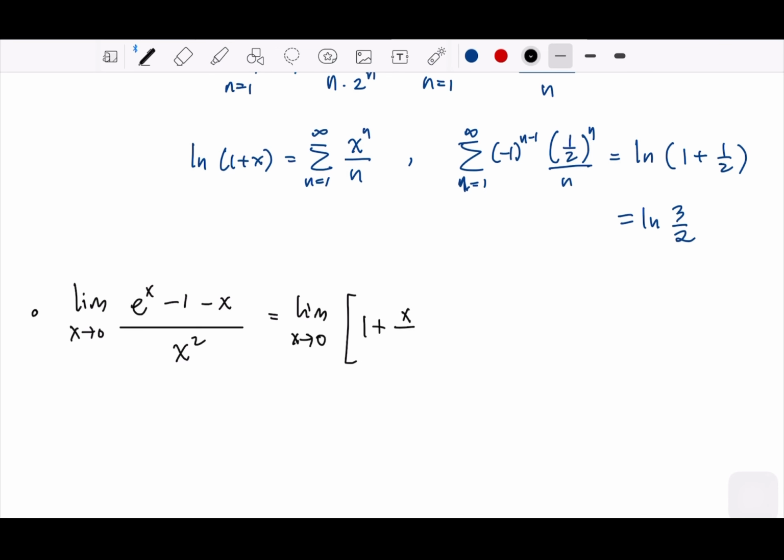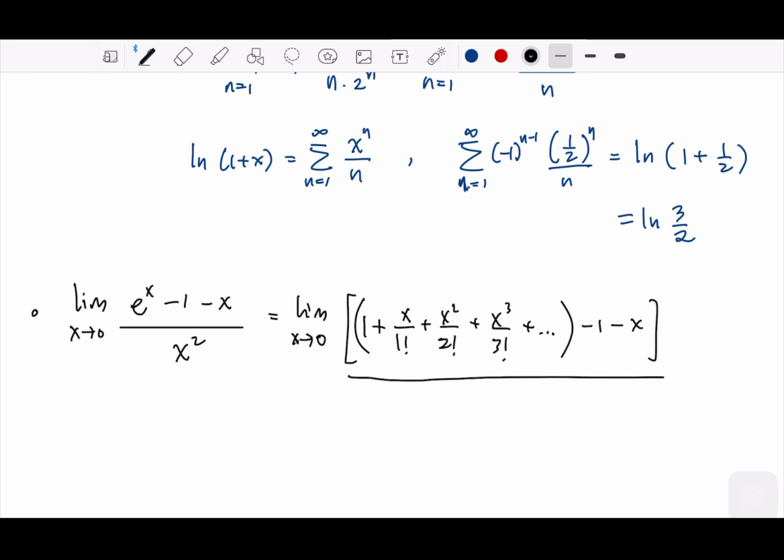So 1 plus x, and minus 1 minus x, and then over x squared. Okay, now if we look here, 1 will be minus 1, it will be cancelled, and x also cancelled with negative x. So the rest will be just x squared over 2 factorial, x cubed over 3 factorial, and so on and so on. And from here, we can define x squared, x cubed, and the other terms with x squared. So let's define all with x. So first, let's cancel out this. Cancel out this. And then divide all by x squared.